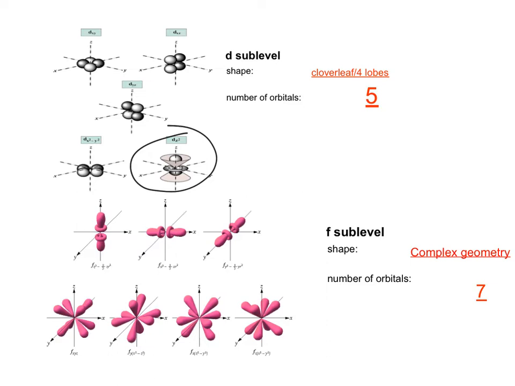And lastly, F is the super complex shape. We'll never ask you what shape F exists in, but know that it can be oriented in 7 different ways. Hopefully you've seen that pattern, 1, 3, 5, 7. If there was a hypothetical G sublevel that came after F, hopefully you could look at the pattern, 1, 3, 5, 7. G would have 9, and so on and so on.